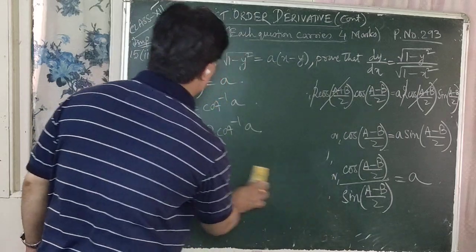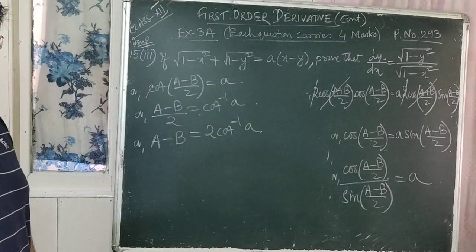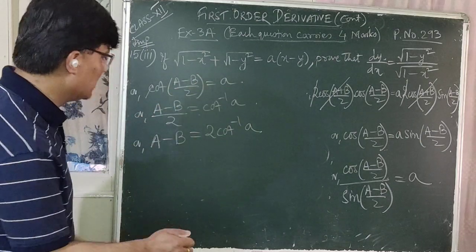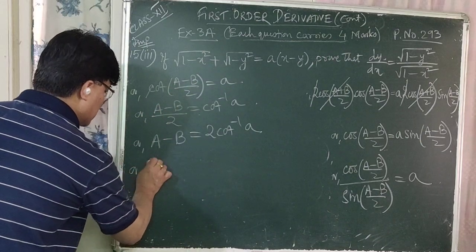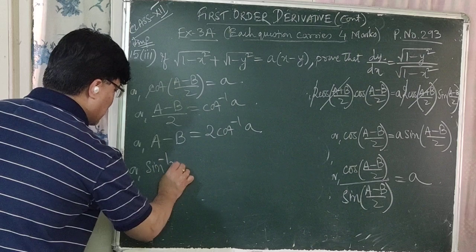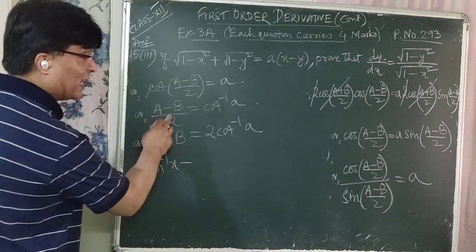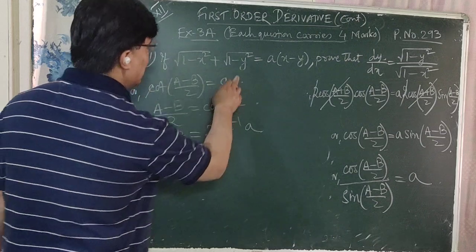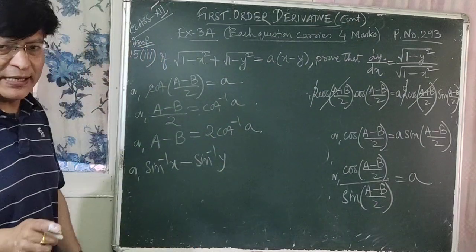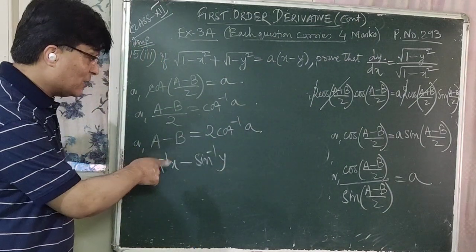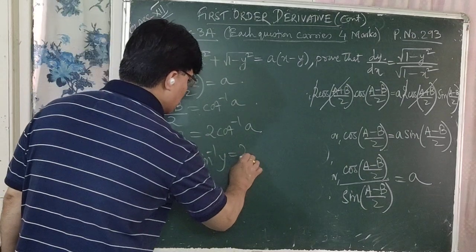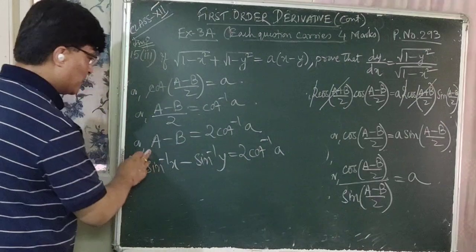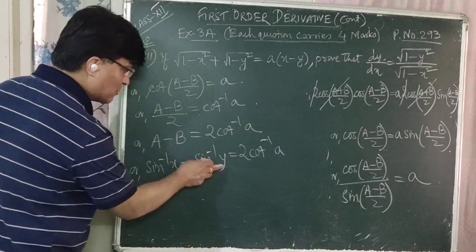So let us put the value for capital A. What is capital A actually? Actually we have taken x is equal to sine A. What is A equal to? Sine inverse x, isn't it? This is your sine inverse x minus, what was B actually? It is sine inverse y, because we have taken y is equal to sine B. And B is equal to sine inverse y. So which is equal to 2 cot inverse A. Again you have to express A in terms of x and B in terms of y.